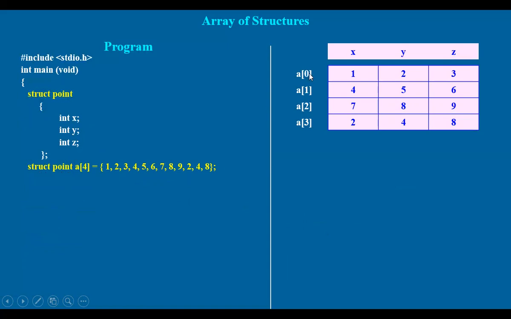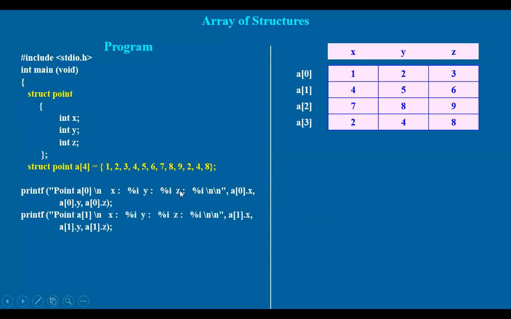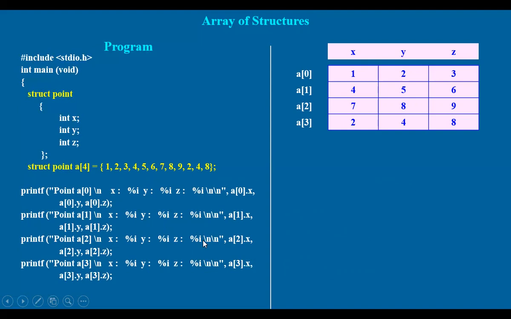Now, if you observe, the values are assigned in the same fashion, right? Fine. Now, if you want to access them, you have to use the array name, A0.X, A0.Y, A0.Z. That's what we have seen already. Like this, you can display all the 4 variables: A1, A2, X, Y, Z, A3, X, Y, Z again. So all the 4 variables are displayed here.